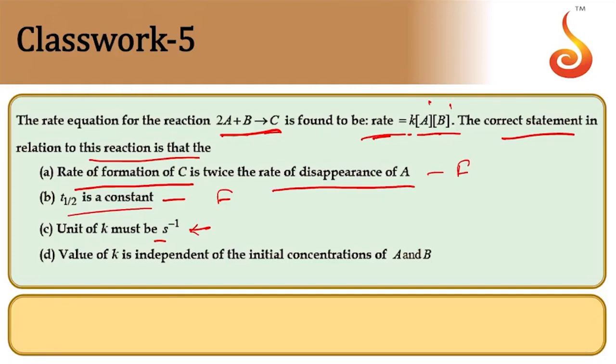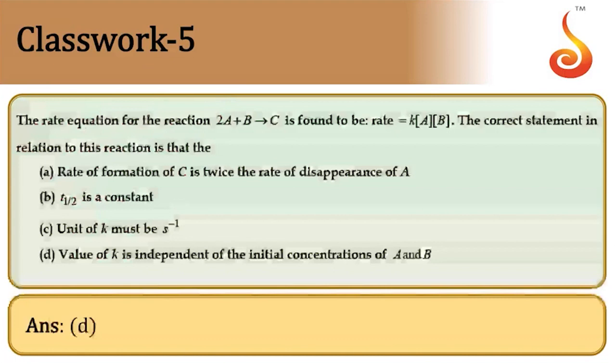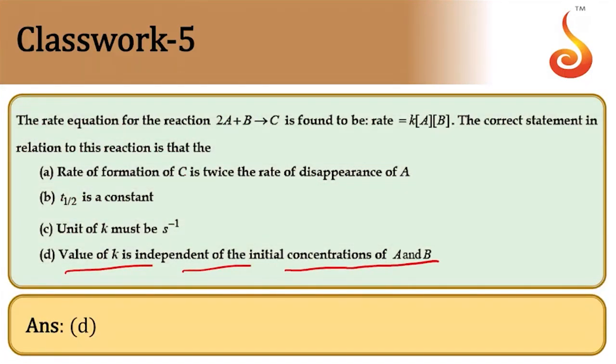And then the value of K is independent of initial concentration. It is common to all. In any reaction, the value of K is independent of initial concentrations. Therefore, the fourth statement must be true. So, the answer is option D. The value of K is independent of initial concentration of A and B. So, D is the answer.